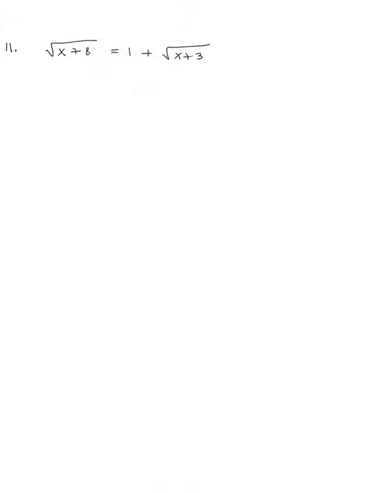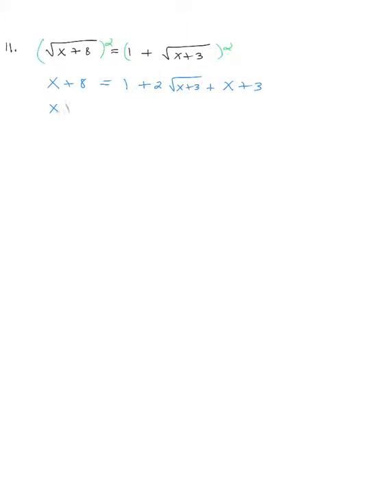All right, this one is, again, nicely set up where I can square the left and right sides. If I square the left side, again, simply it's just x plus 8. On the right, 1 squared is 1. The square root of x plus 3 squared is x plus 3. And if I double the middle terms, hey, what do you know? You get 2 times the square root of x plus 3.